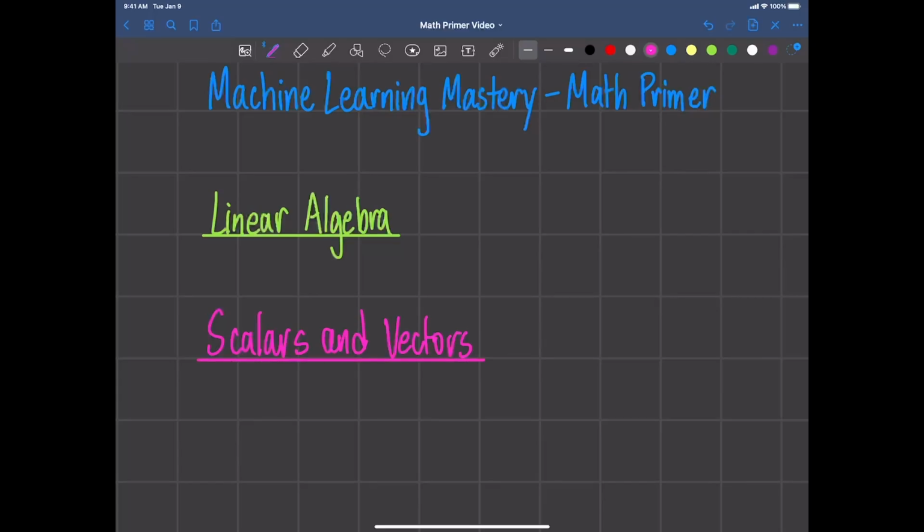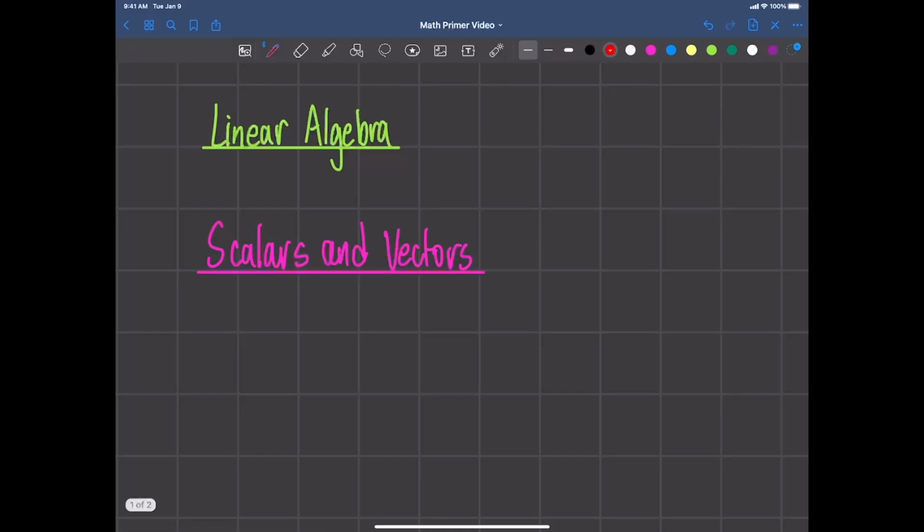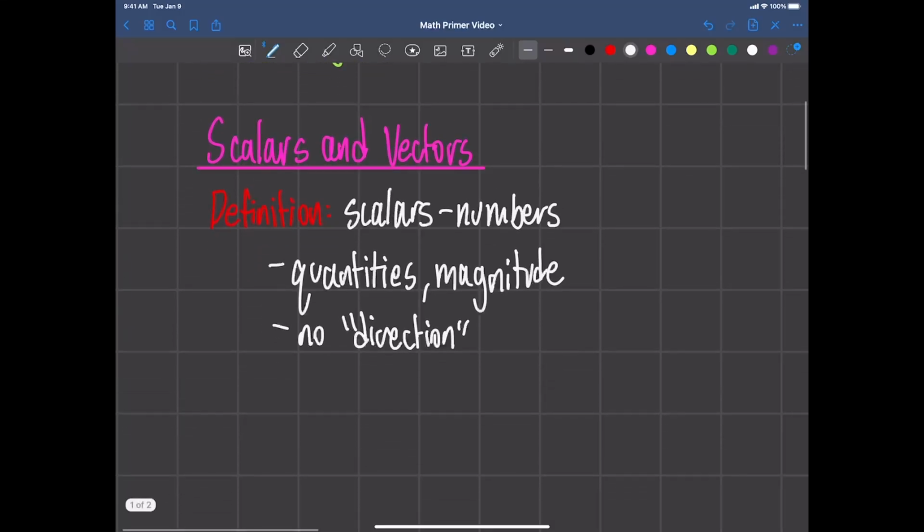Many of the algebraic and arithmetic operations that you may be used to performing on numbers can be generalized to vectors. So let's start off by defining what are scalars. Scalars are just numbers. They're quantities that have magnitude but no direction, other than positive or negative. Some examples of scalars can be temperature, distance, speed, or mass.